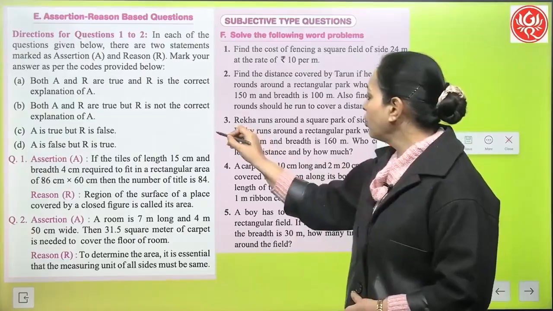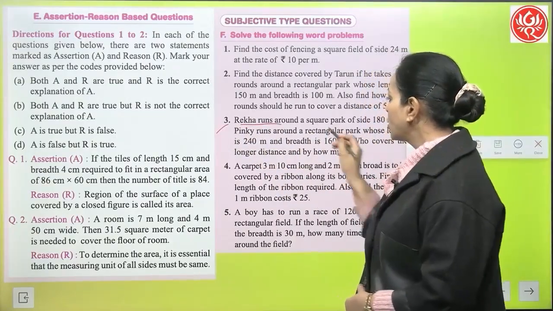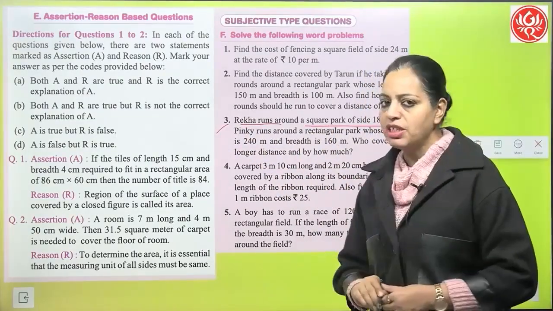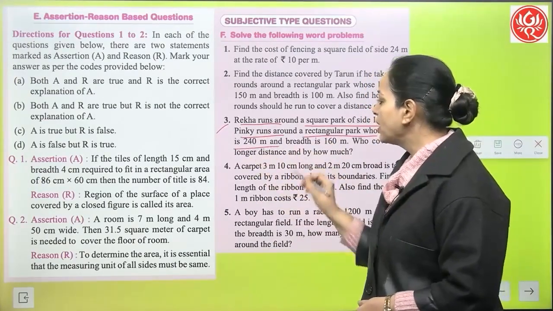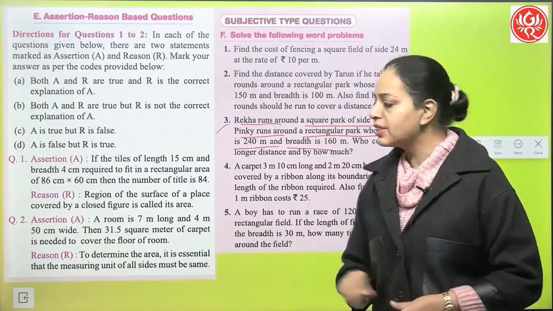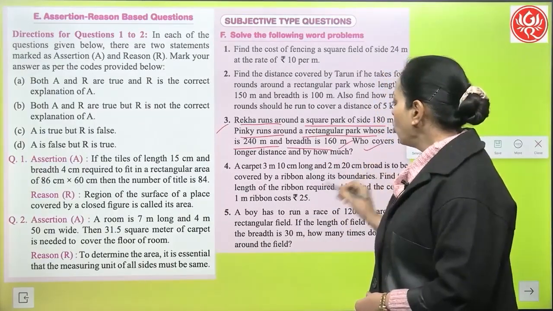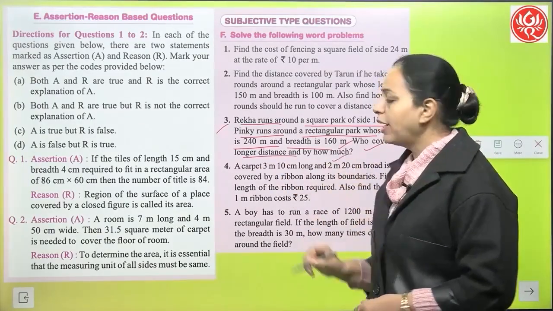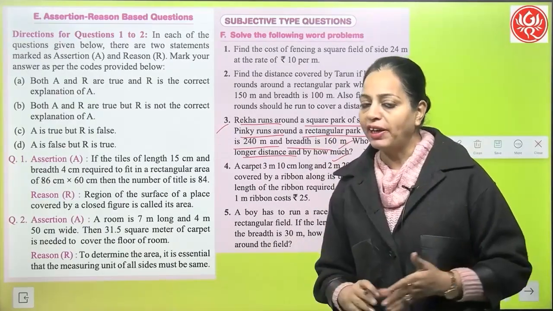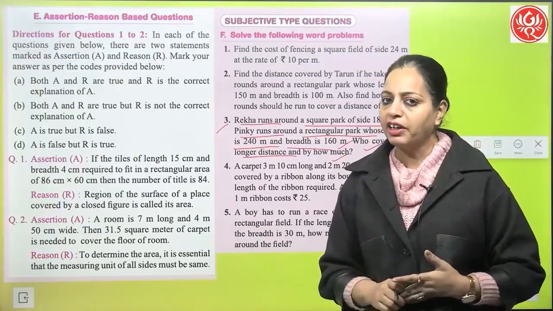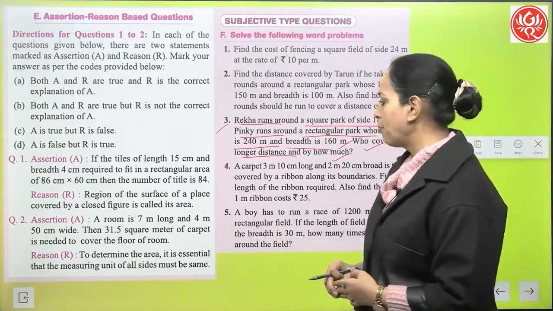Okay. Now the third one, Rekha runs around a square park of side 180 meter and Pinky runs around a rectangular park whose length is 240 meter and breadth is 160 meter. Who covers the longer distance and by how much? तो हम क्या करेंगे, दोनों की बाउंड्री फाइंड करेंगे, मीन्स पेरीमीटर फाइंड करेंगे and then we can compare it.